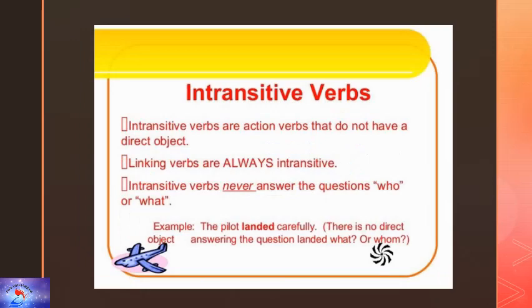Now let us learn about intransitive verbs. Intransitive verbs are action verbs that do not have a direct object. Linking verbs are always intransitive. Intransitive verbs never answer the questions who or what. For example, the pilot landed carefully. There is no direct object answering the question landed what or whom.